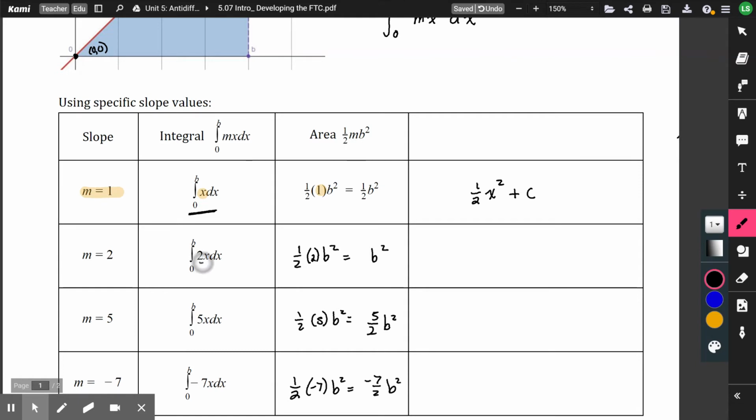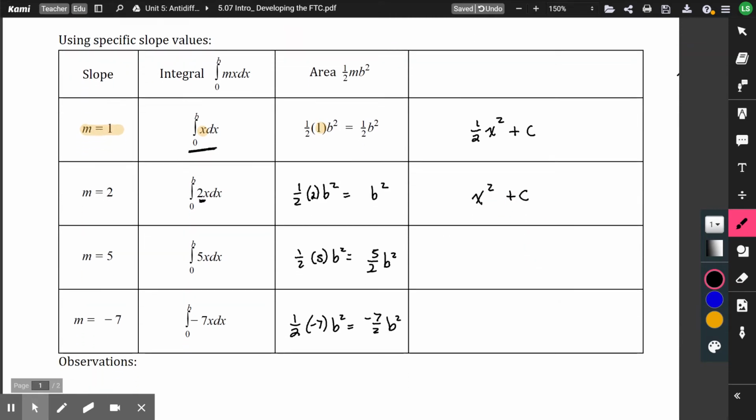If we had 2x as our integrand, its antiderivative would be x squared plus c. For 5x, we'd be looking at 5/2 x squared plus c. And then for negative 7x, we'd be looking at negative 7/2 x squared plus c.